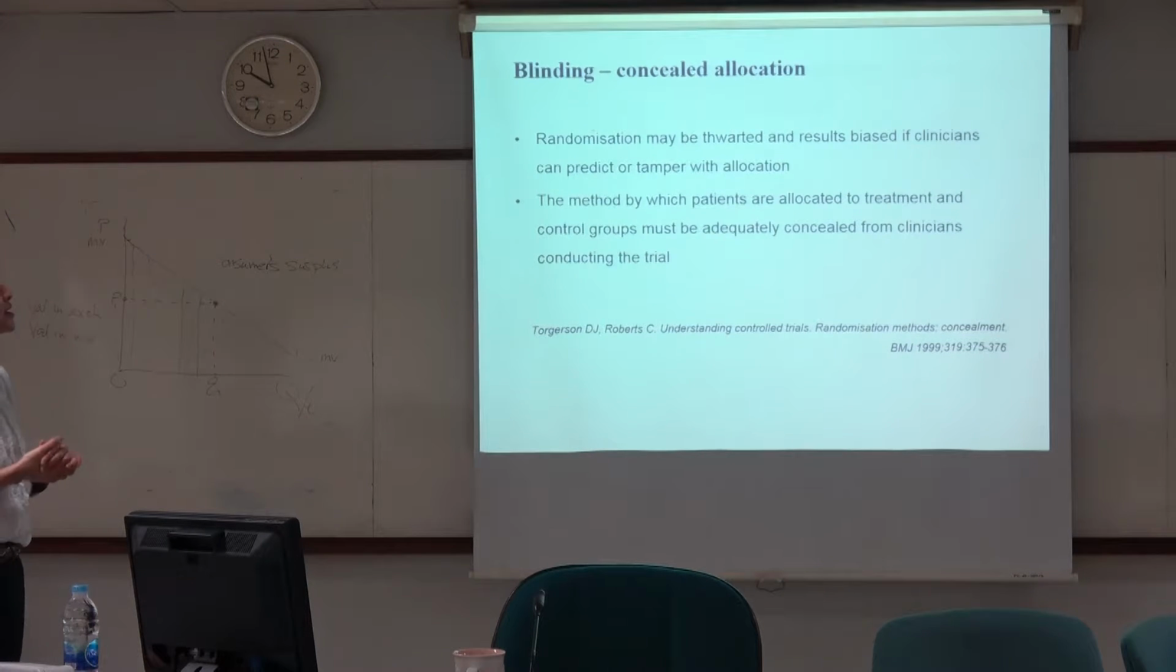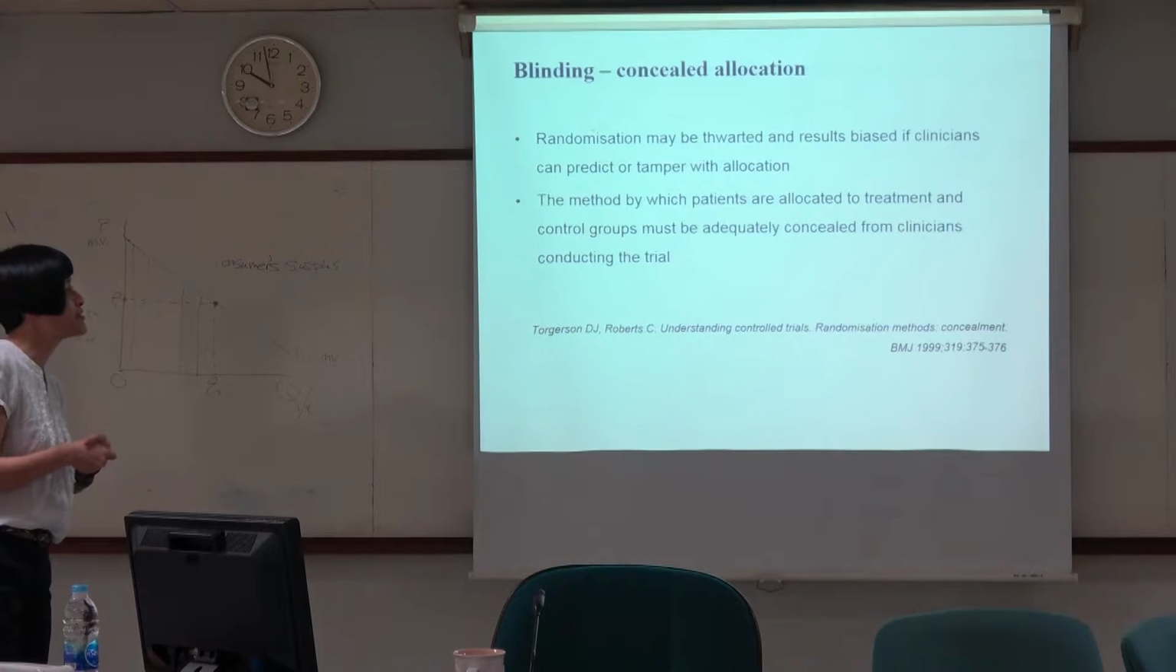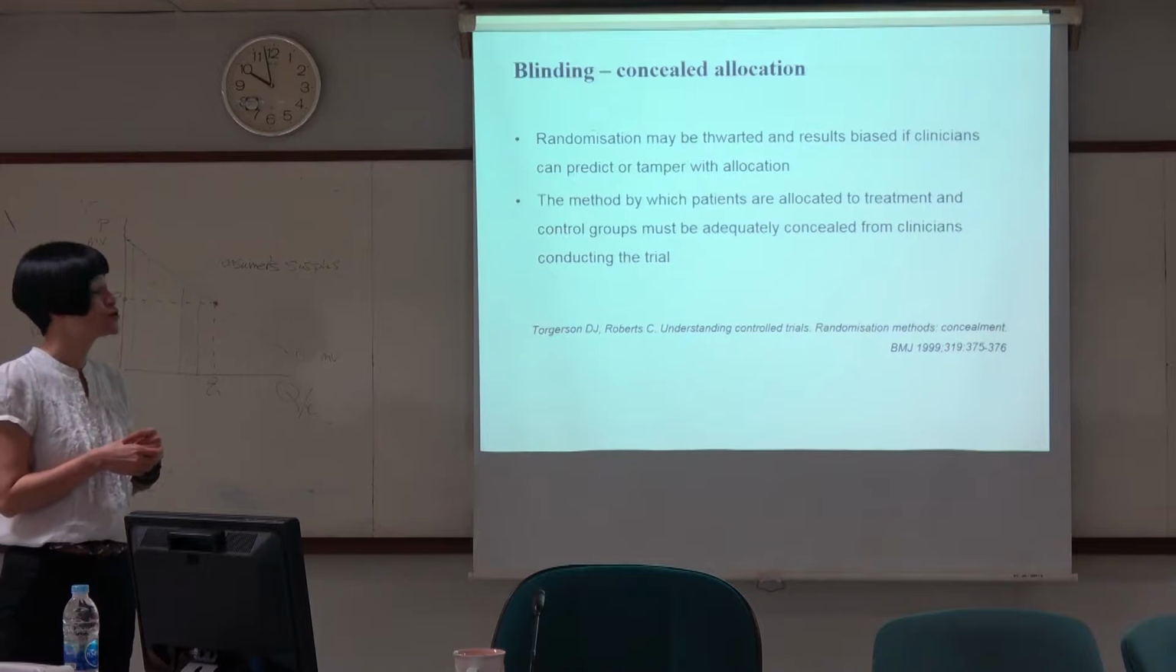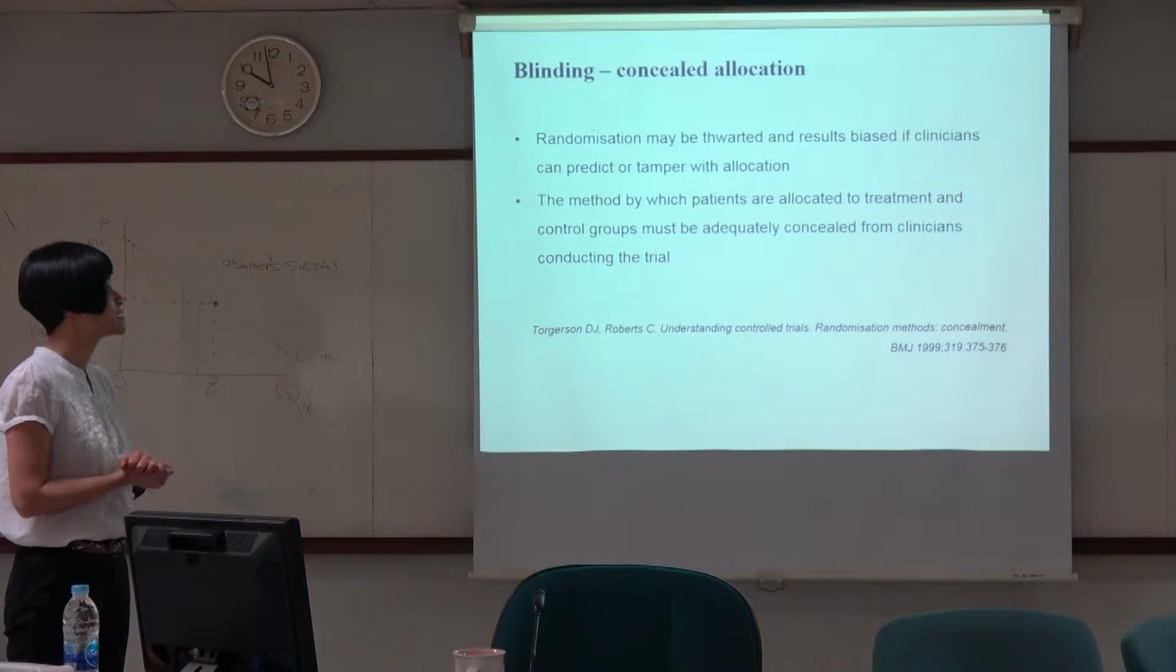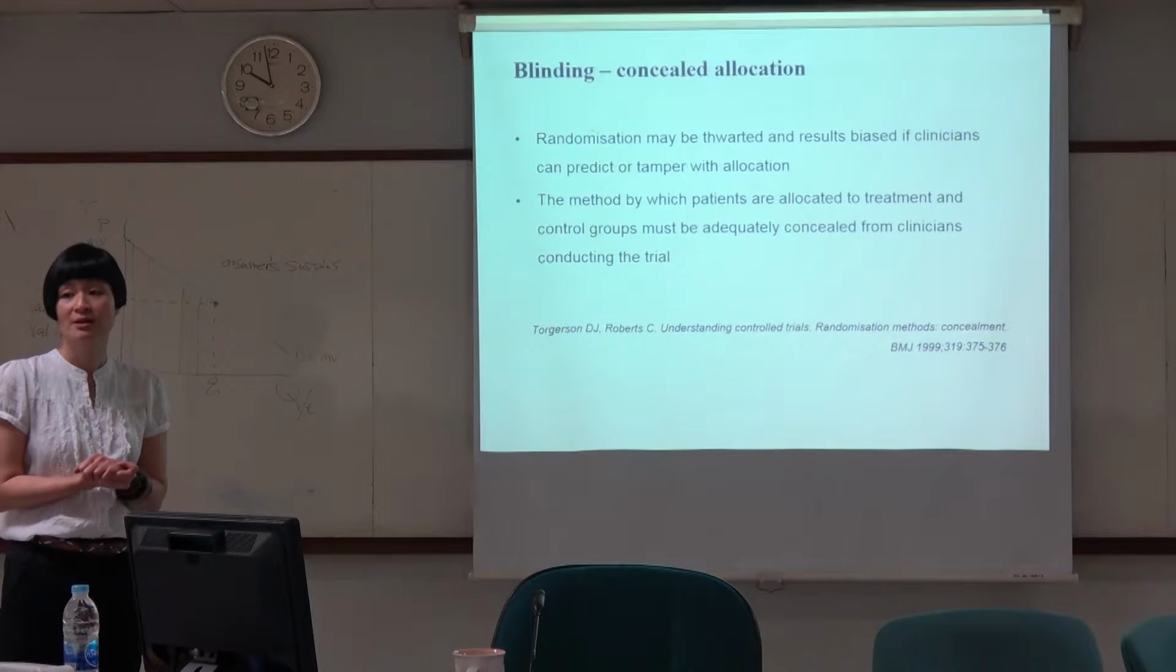So blinding is basically concealing your allocation. So if blinding is not done well, then randomization will be broken because you know what you're getting. So the method by which patients are allocated to either the treatment or the control group must be adequately concealed from the clinicians conducting the trial, so that it cannot be interfered with.